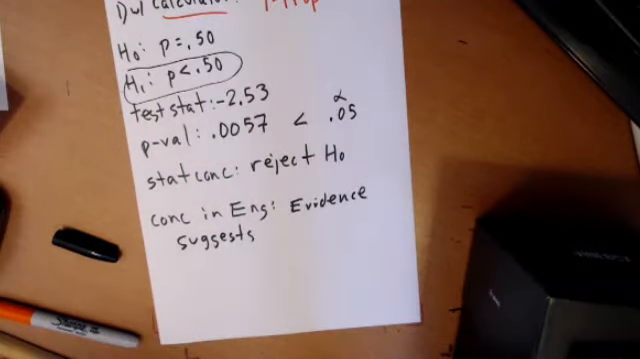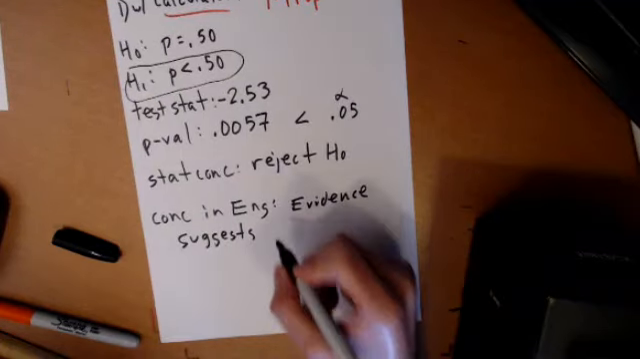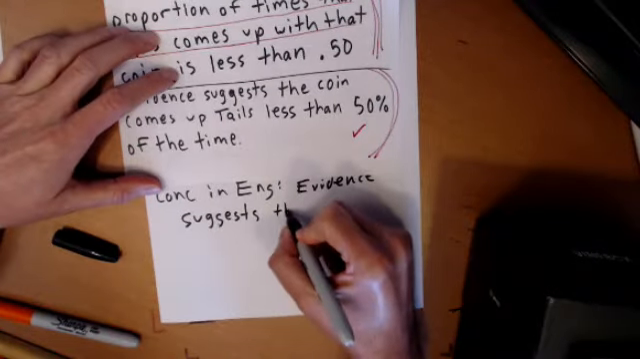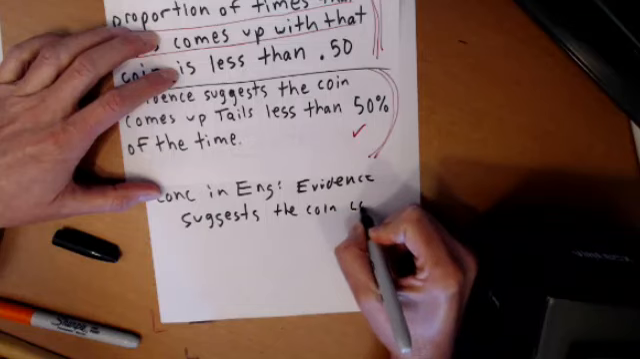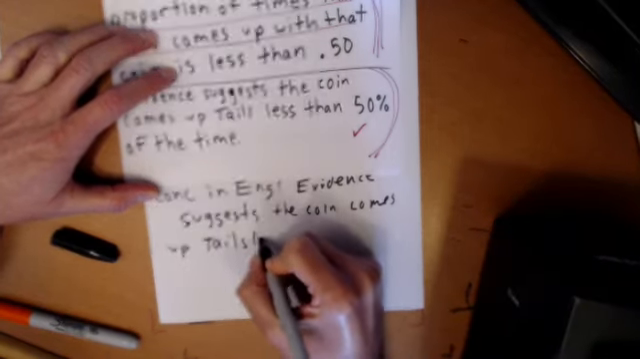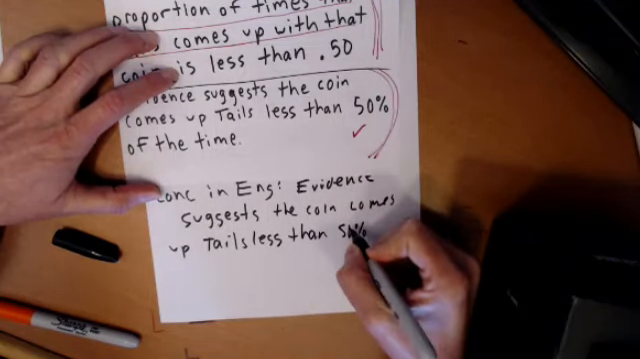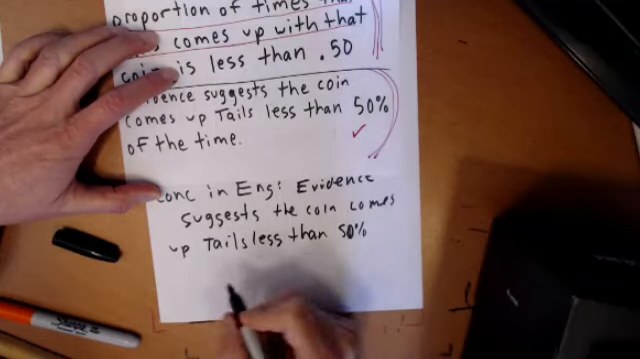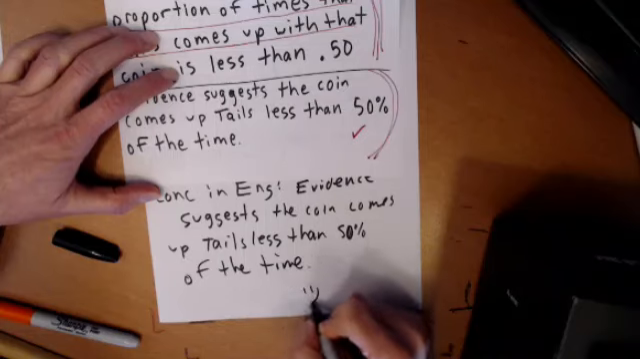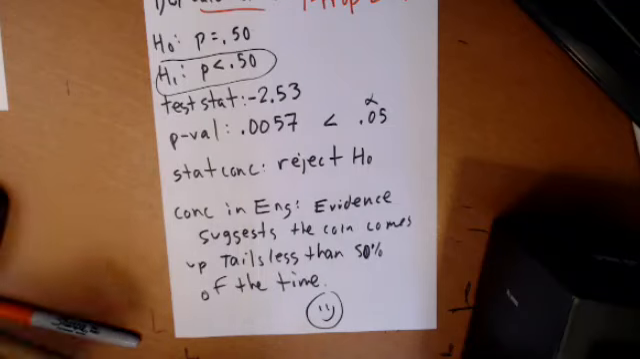So let's just put that into words like we did before. Evidence suggests the coin comes up tails less than 50% of the time. Oh, dang. So that was actually pretty fast using a calculator.